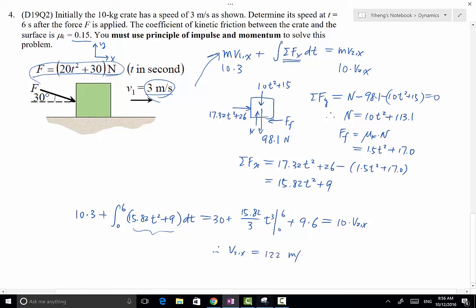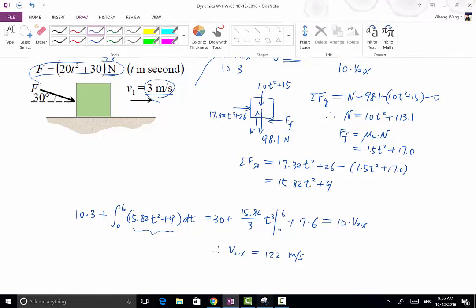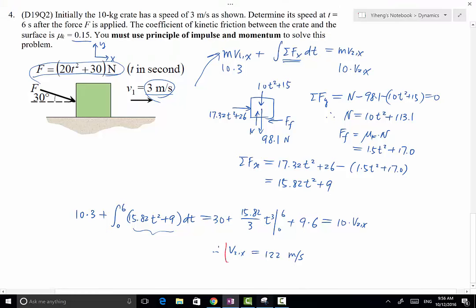122 meters per second. If you have time, you can try to solve this problem using Newton's second law and kinematics as well, and see if you can get to the same answer.